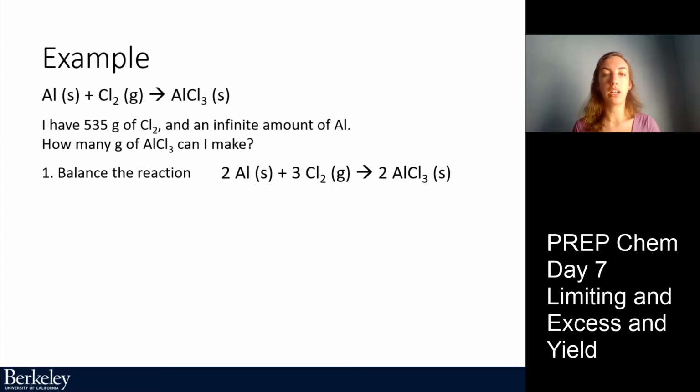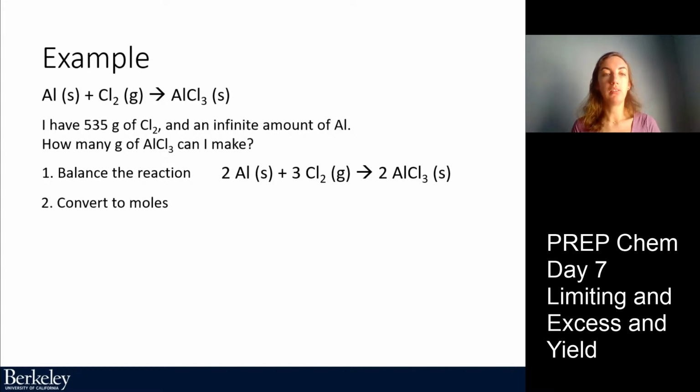But basically what I did is I started with chlorine, and I noticed that there are 2 chlorine atoms on the reactant side and 3 on the product side. So my least common multiple is 6, and so I knew that I needed 6 chlorines on each side. So I put a 2 and a 3 there. And then I put a 2 in front of my aluminum just to balance my aluminum atoms. So now I have 2 aluminums and 6 chlorines on each side.